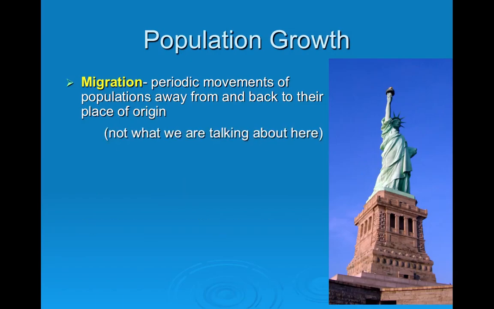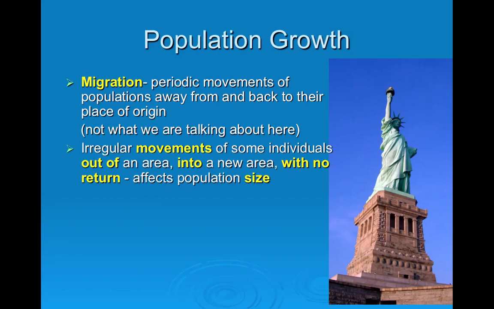We're not talking about migration here, where the organisms come back and they leave and they come back and they leave. We're talking about they permanently come into the population or they permanently leave the population. So irregular movements of some individuals out of an area into a new area with no return, this is going to affect the population size. And it's either going to increase it or decrease it.